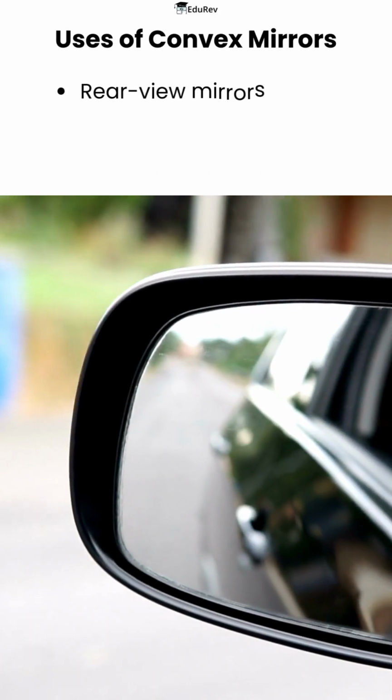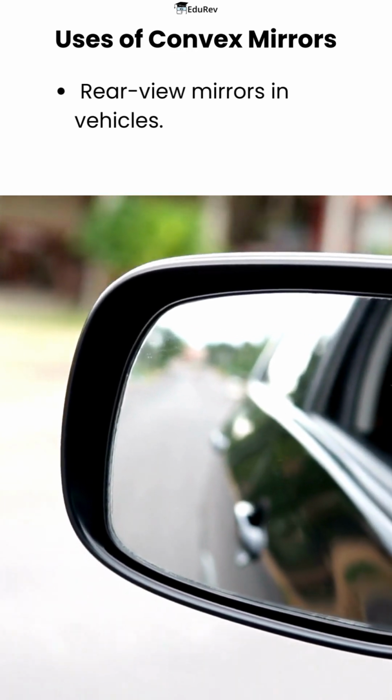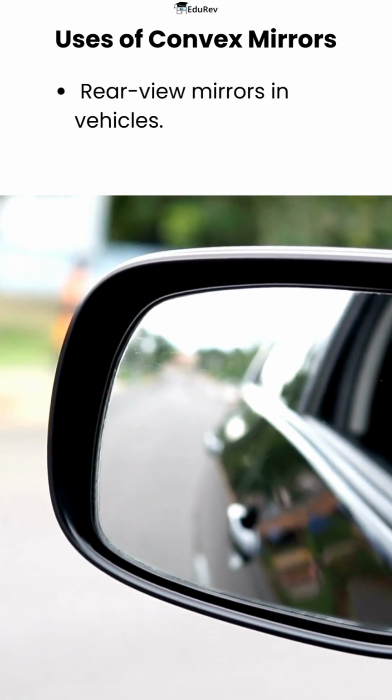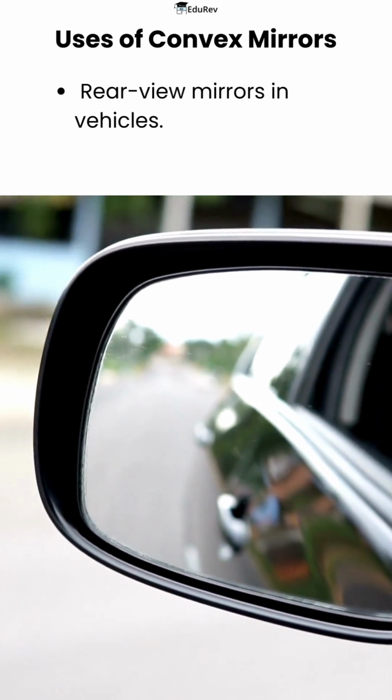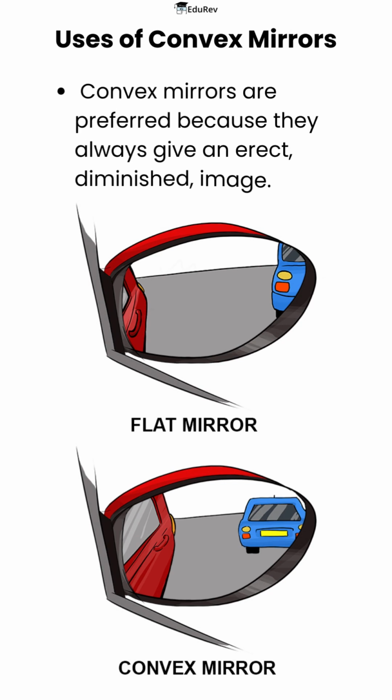Uses of convex mirrors. Convex mirrors are commonly used as rearview mirrors in vehicles. These mirrors are fitted on the sides of the vehicle, enabling the driver to see traffic behind him to facilitate safe driving. Convex mirrors are preferred because they always give an erect, diminished image.